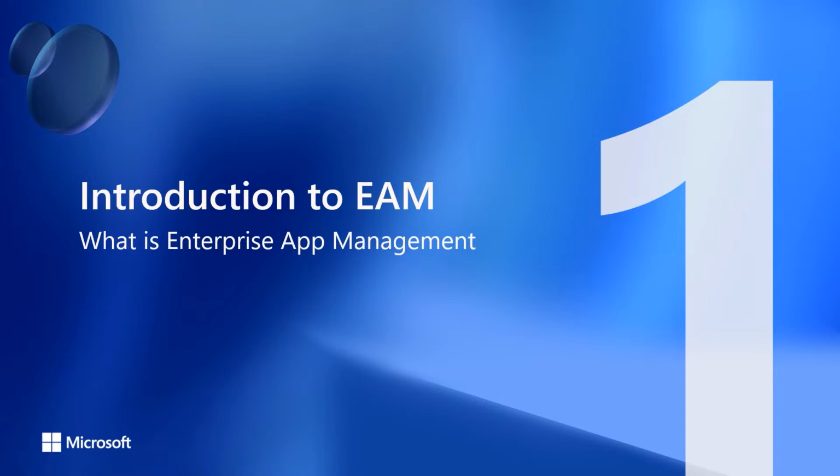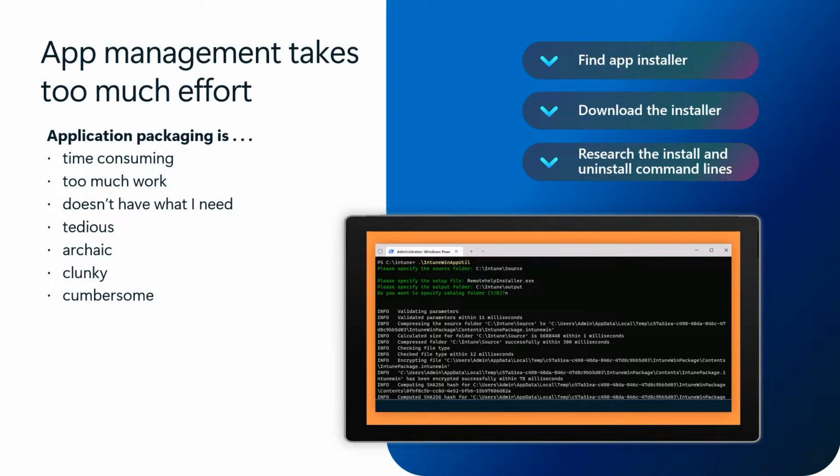So first, a quick introduction to enterprise app management. We released Enterprise App Management about a year ago because our customers were telling us that application management, we have to package the applications. It's too time consuming. It takes too much effort. You have to download the executable, package it, find the install command, the uninstall command, see if there's any requirements for the application. How do I know if that app's already installed? So now I have to find the detection rules. It's tedious. It's clunky.